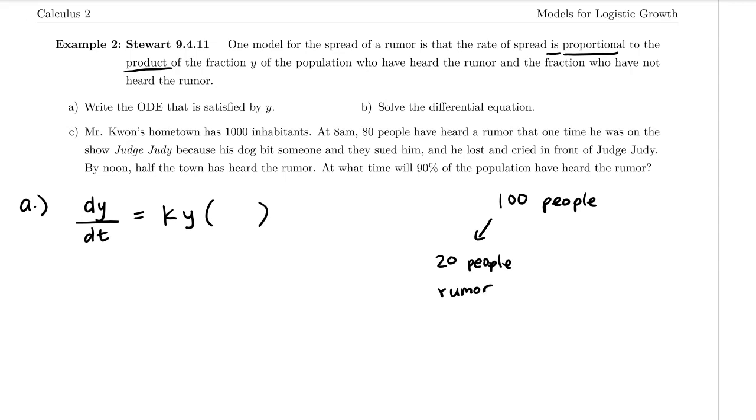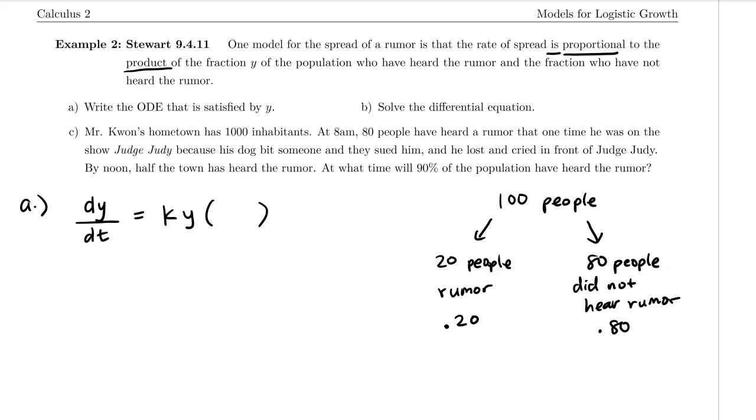Then when we're talking about a proportion, that means 20% or 0.20 people have heard the rumor. So out of those 100 people, either you have heard the rumor or you have not heard the rumor. So that means that 80 people did not hear the rumor. And so the proportion of people would be 80% or 0.80.